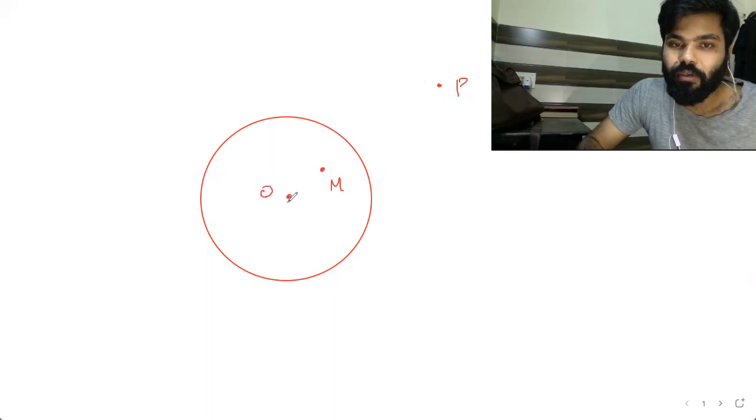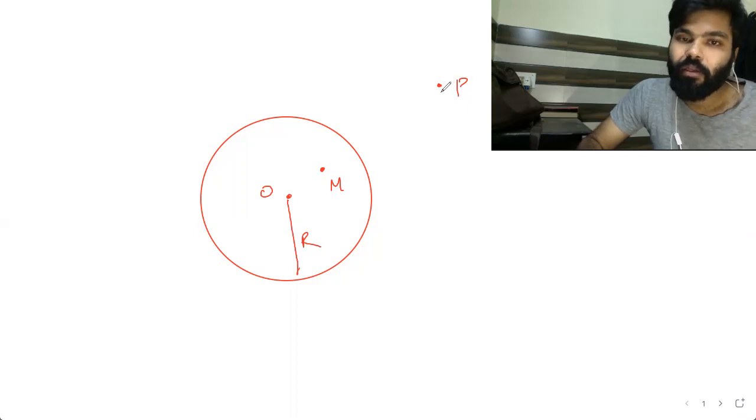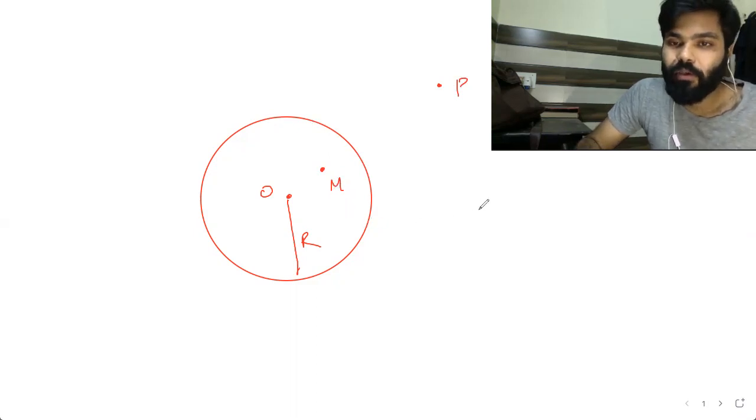with center O, and the radius of hollow sphere is R, and you are asked to find electric field at point P, which is outside the hollow sphere, and at point M, which is inside the hollow sphere. I will find electric field at point P and point M through Gaussian law. I apply Gaussian law in 3 steps.